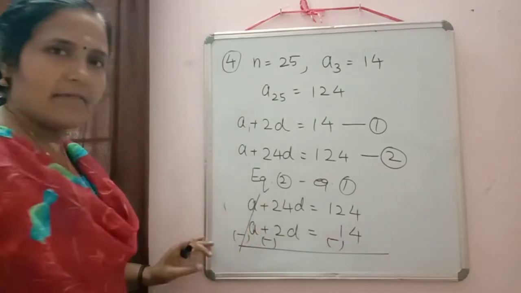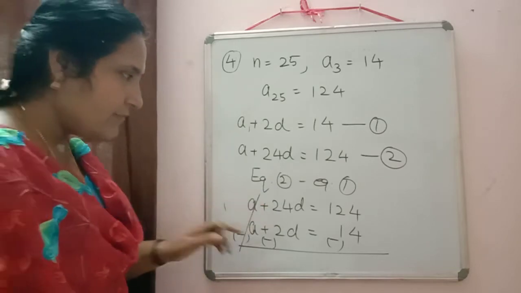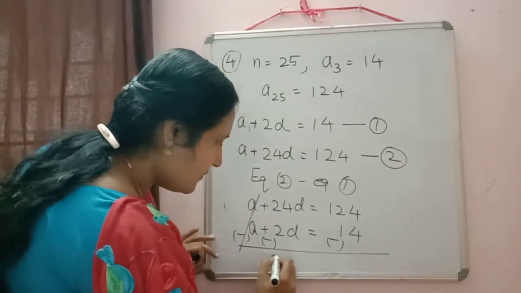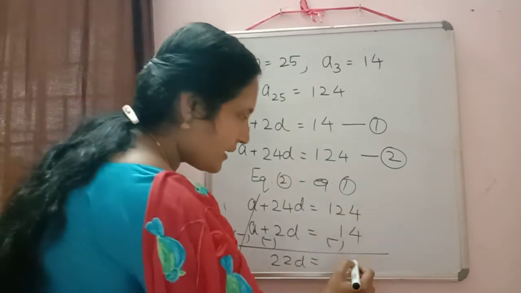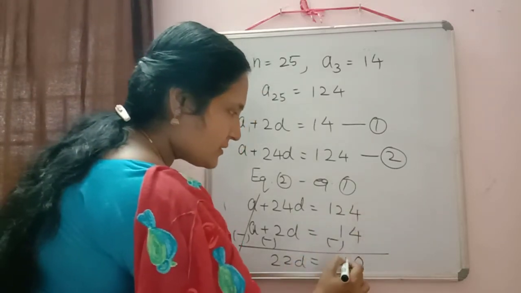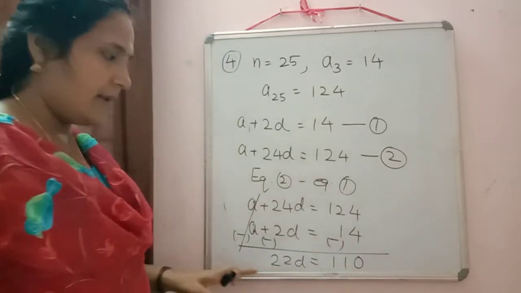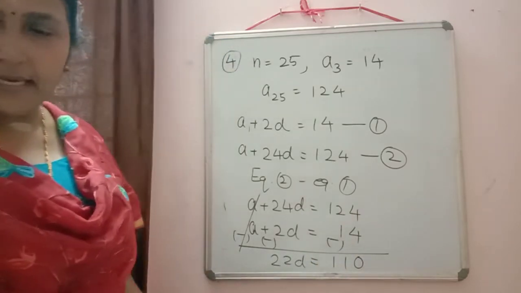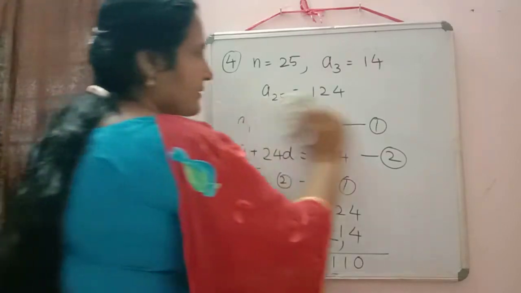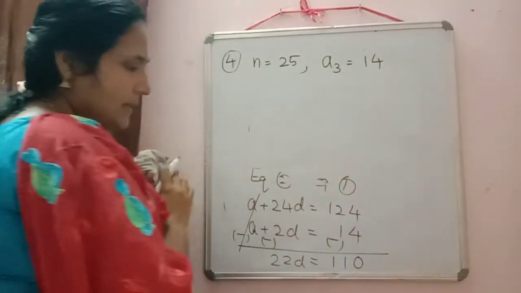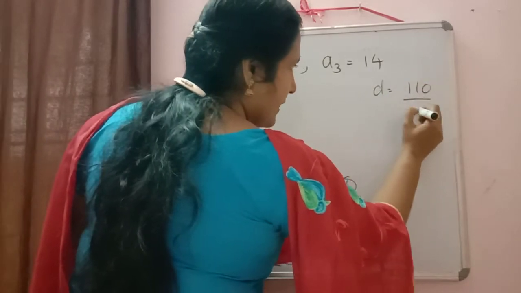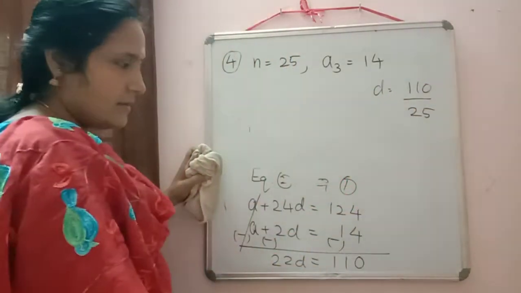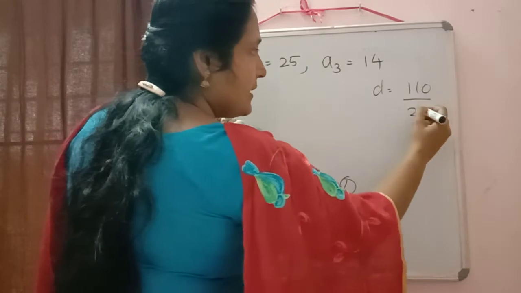A and minus A will get cancelled here. 24 minus 2 will be equal to 22D is equal to, here what will come? 4 minus 4, 0. 2 minus 1, 1. 110. We are getting 22D is equal to 110. Then D will be equal to 110 divided by 22.